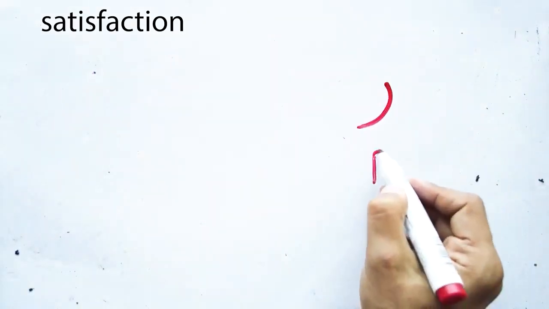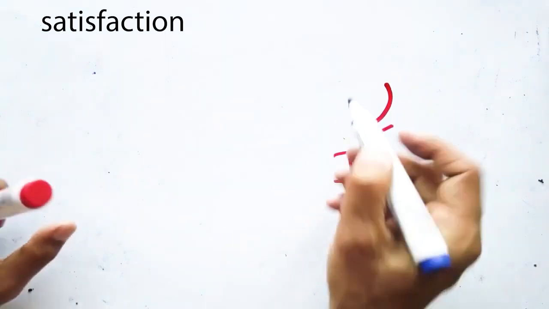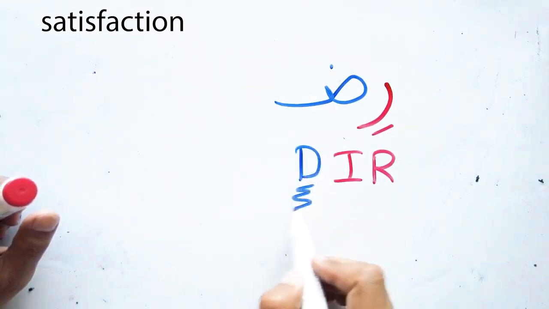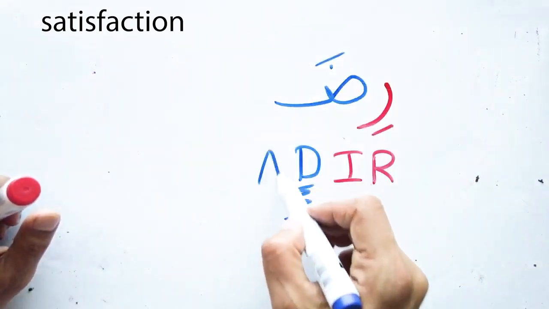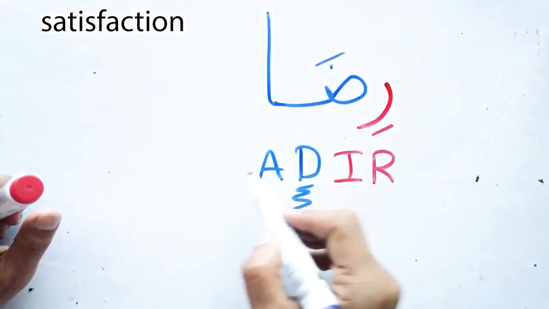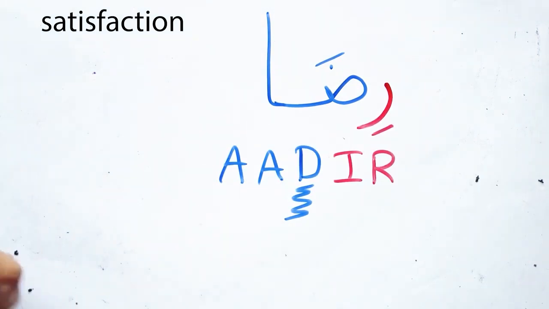R. The sound of R with kasra sounds like E. R. The sound of a strong D with fatha sounds like A. Rida. Long vowel alif. رضا.